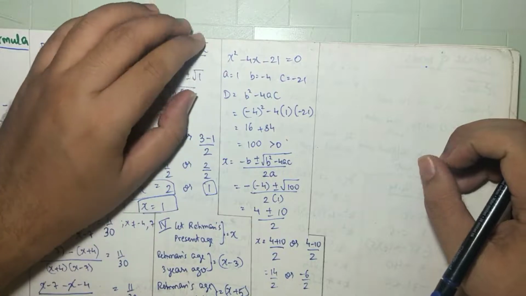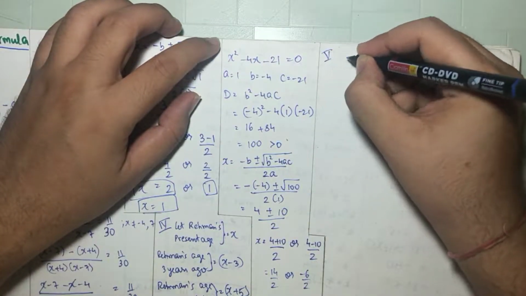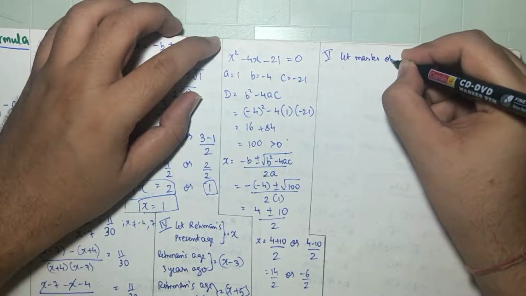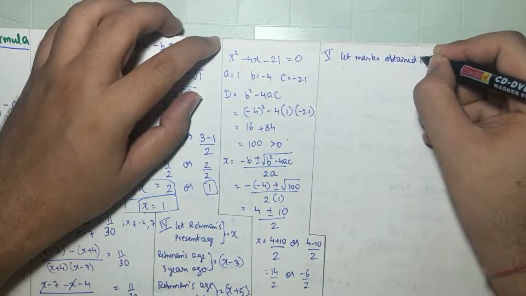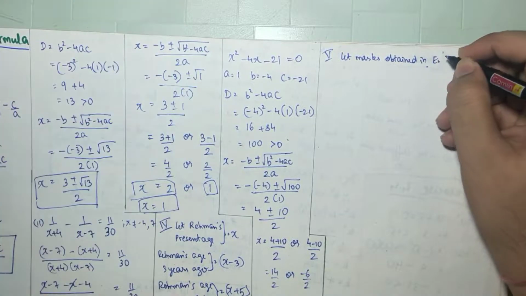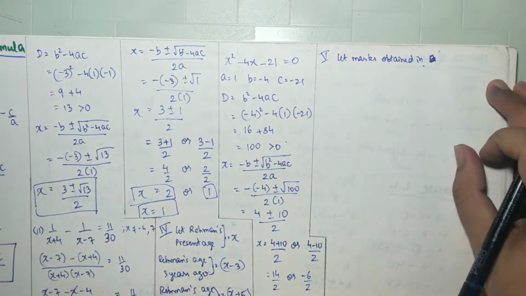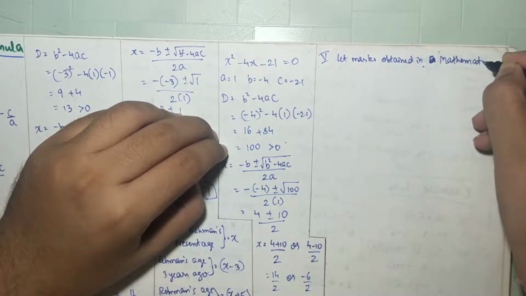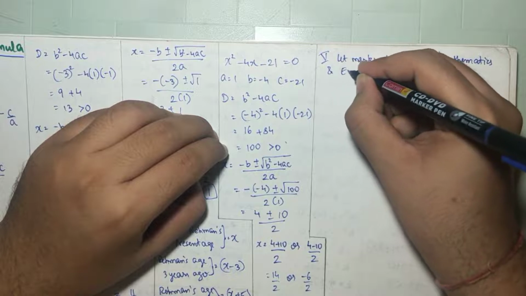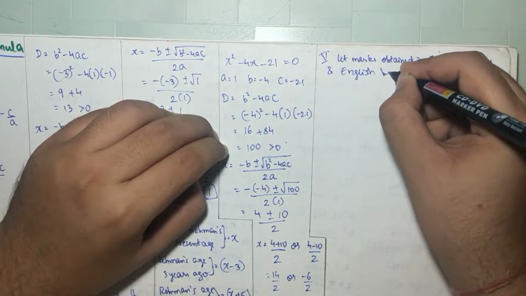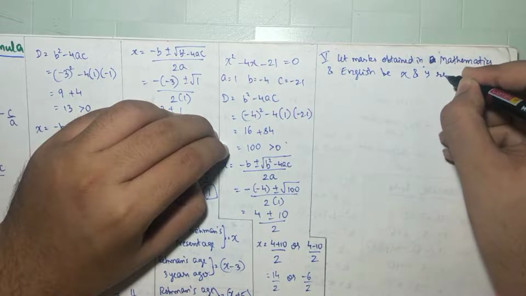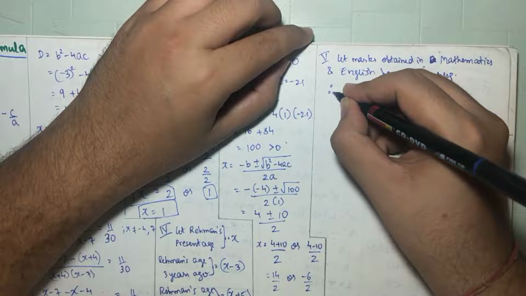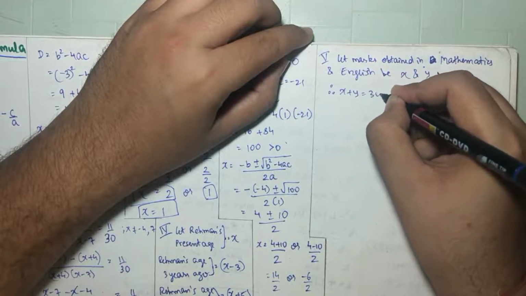So as we know there are 2 variables, so we'll take 2 variables in the fifth question. Let marks obtained in mathematics and English be x and y respectively. Now we know that the sum of the marks obtained is 30. So x plus y will be equals to 30.